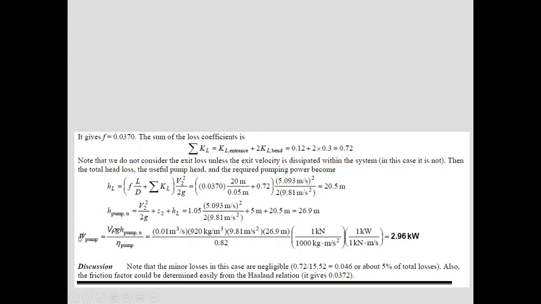So to determine the work, the power for the pump is equal to V dot times rho G H pump over the efficiency of the pump. Put in all the information, and you get that the pump uses 2.96 kilowatts. Okay, finish for this question.